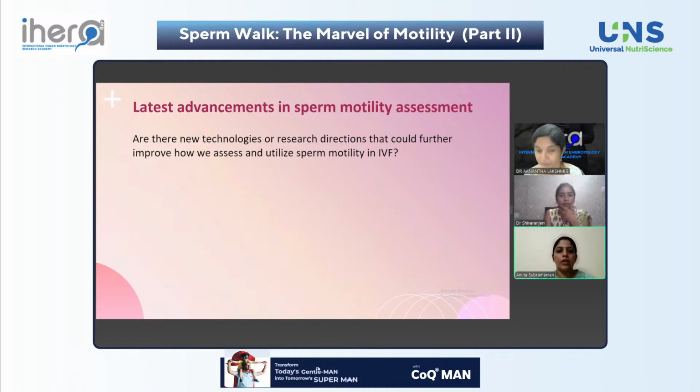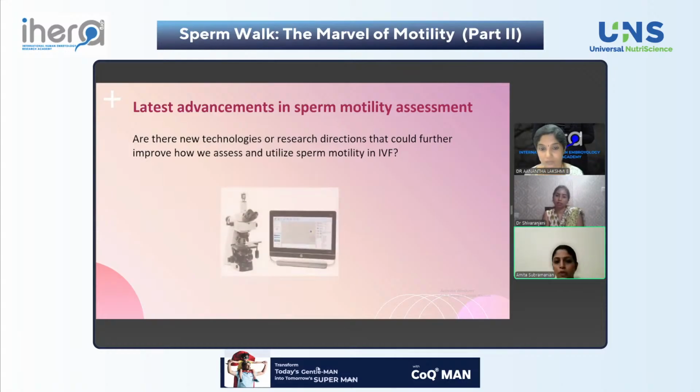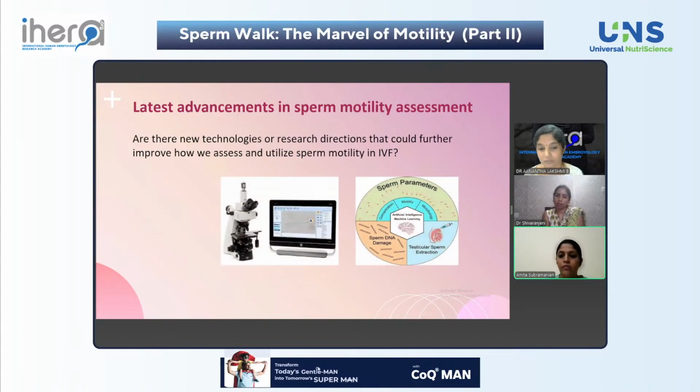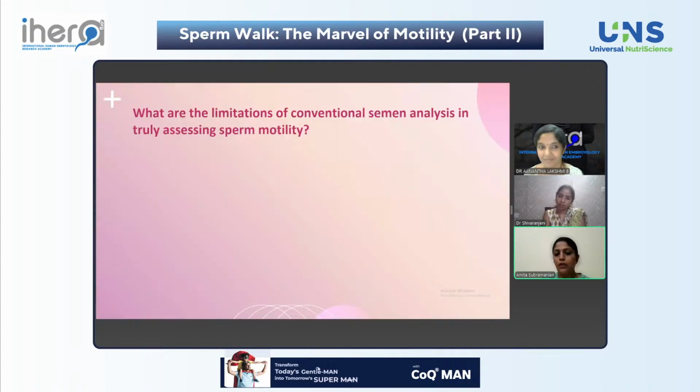Are there any new technologies or research directions that could further improve how we assess and utilize sperm motility? AI is everywhere, so we have AI for predicting sperm motility also. And as discussed, microfluidic devices were covered in Dr. Akash's presentation. So what do you think are the limitations of conventional semen analysis in truly assessing sperm motility? What are the limitations with our routine semen analysis?